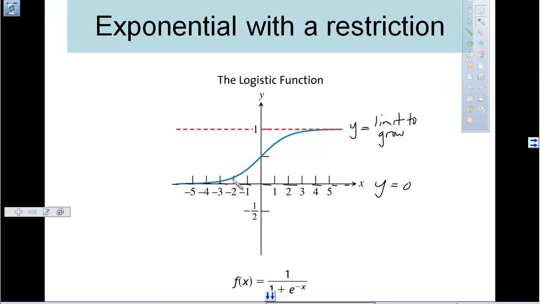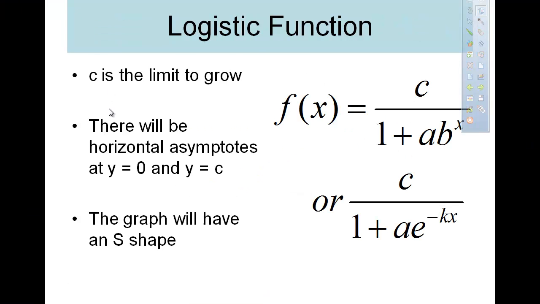But this is basically the shape of our logistic function. It looks like an exponential growth function, but then there's that cap off, and like I said, we have this asymptote where this is the limit to growth. So here's our logistic function.